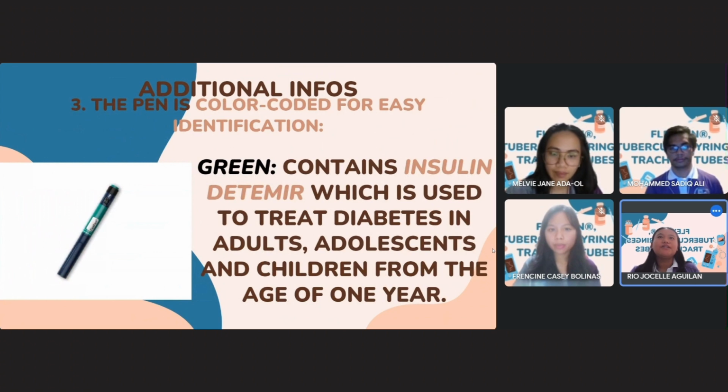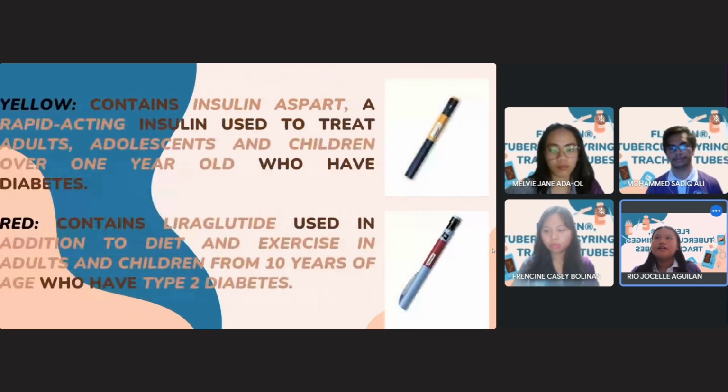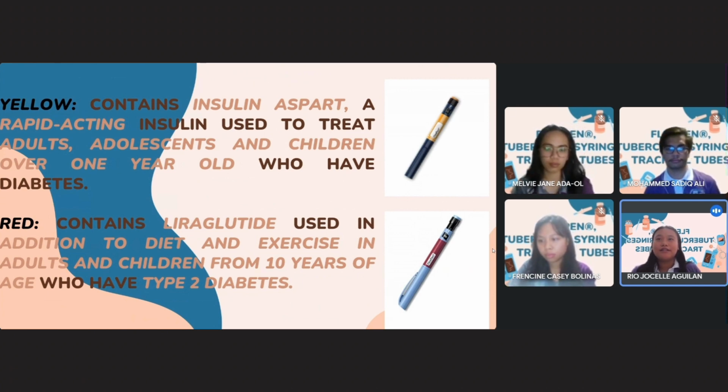The color green contains insulin detemir, which is used to treat diabetes in adults, adolescents, and children from the age of 1 year. The color yellow contains insulin aspart, a rapid-acting insulin used to treat adults, adolescents, and children over 1 year old who have diabetes. The color red contains liraglutide, used in addition to diet and exercise in adults and children from 10 years of age who have type 2 diabetes.